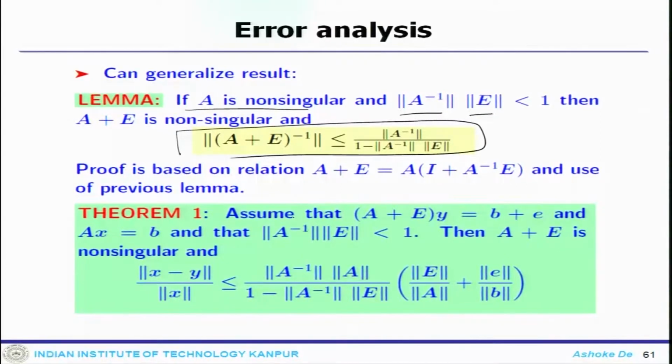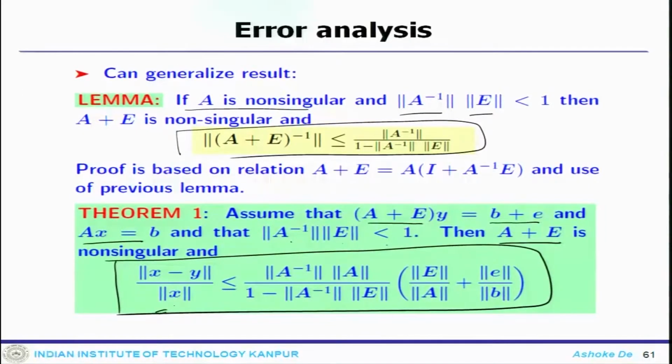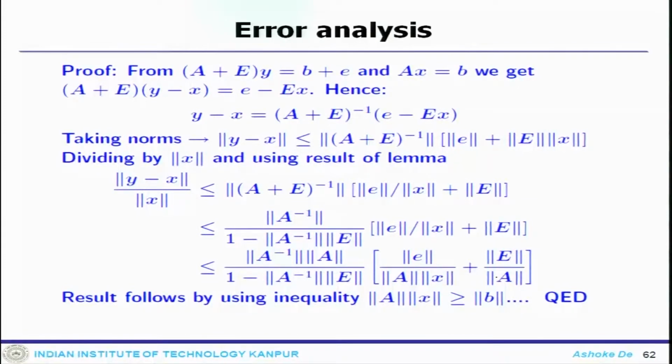So, the theorem says assume (A plus E) y equals B plus epsilon and A x equals B, and that the norm of A inverse times the norm of E is less than 1. Then A plus E is non-singular, and it also satisfies that the norm of x minus y divided by the norm of x, with normalization, is less than the norm of A inverse times the norm of A divided by 1 minus the norm of A inverse times E, times (E by A plus epsilon by B). So, how do you prove that?